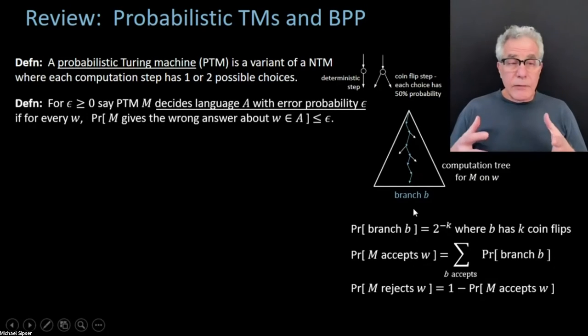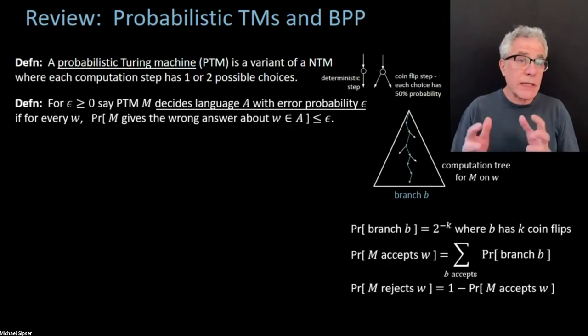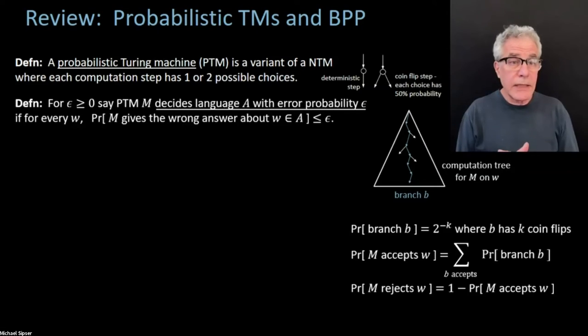Now, if we're thinking about the machine deciding some particular language, it's supposed to accept the strings in the language and reject the strings which are not in the language. But because of the probabilistic nature of the machine, it might get the wrong answer on some branches. And so we say that a machine decides a language with a certain error probability means that the probability of getting the wrong answer is going to be at most that error probability epsilon over all of the possible inputs to the machine. So if we say that the machine has error probability 1/3, that means that it gets the right answer for every string with probability at least 2/3.